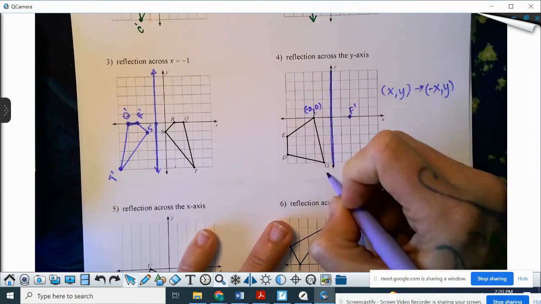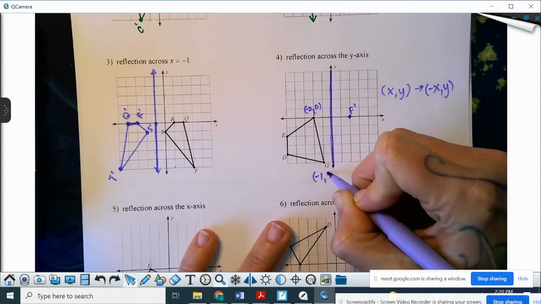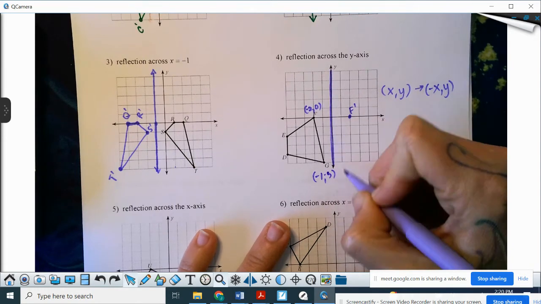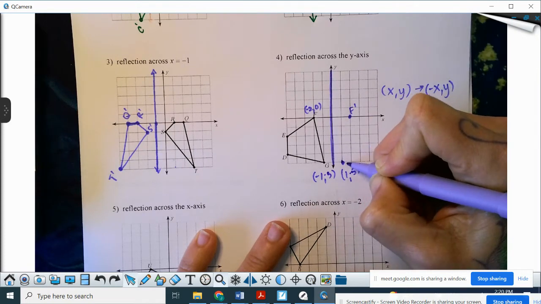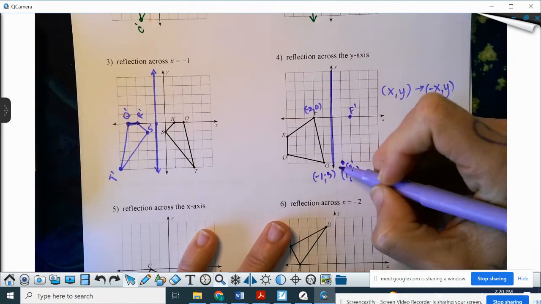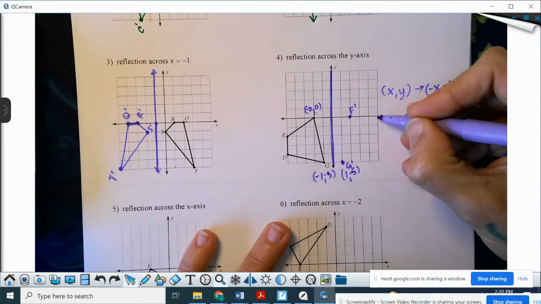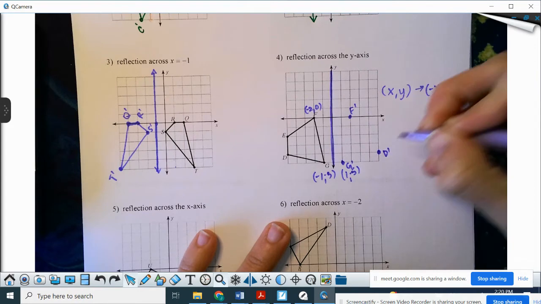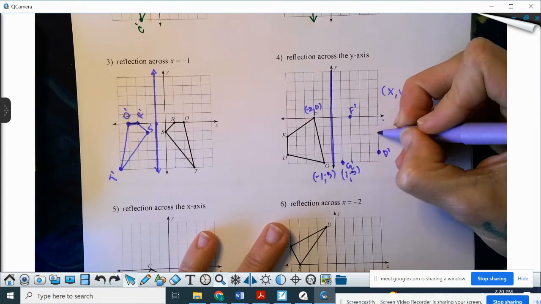So where G is (-1, -5), it becomes (1, -5) down here. Then our D, it looks like is (-5, -4), so it's going to become (5, -4). And E is (-5, -2), so it's going to become (5, -2).